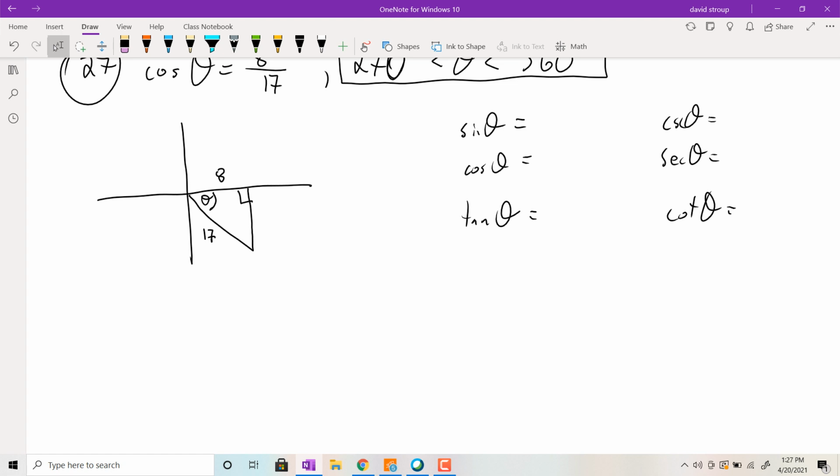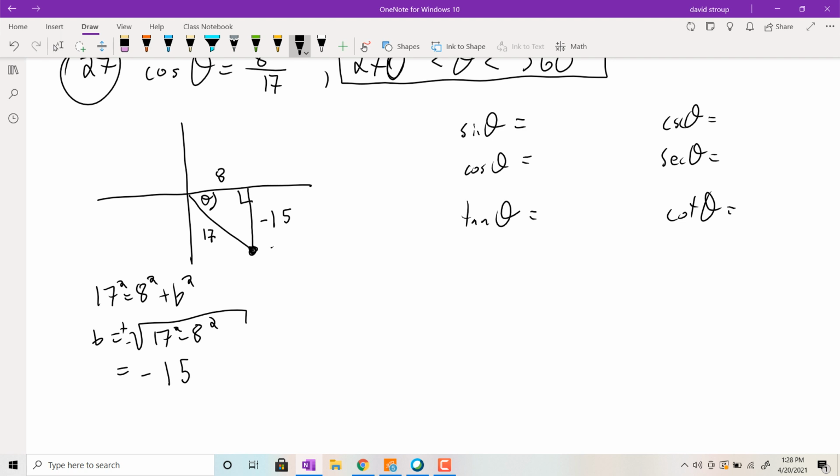So I need the Pythagorean theorem first. I'll have 17 squared equals 8 squared plus b squared. I want to solve for b. So b will end up equaling the square root of 17 squared minus 8 squared, which will end up being, and it's really plus or minus. Because this side is going down in the 4th quadrant, it has to be a negative value. If you put that in your calculator, I'll put negative 15. So this side will be negative 15, because the coordinate of this point is basically positive 8 and then down 15. Then you can just use that triangle to figure out the other 5 trig functions.